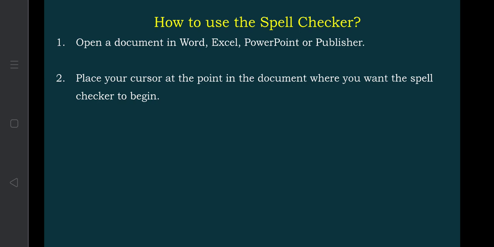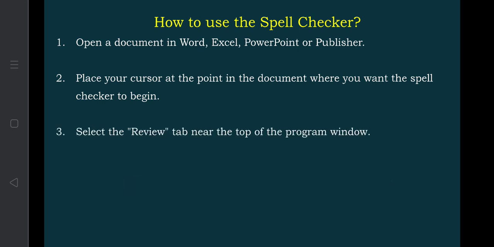Suppose if you want to check for spelling mistakes only in some part of the document, at that time you can just put the cursor where you want. For example, if you are having a 100-page document and if you are sure that 50 pages are correct, if you want to start from page 51, you can put the cursor on page number 51. From there the document will be checked for any spelling mistake.